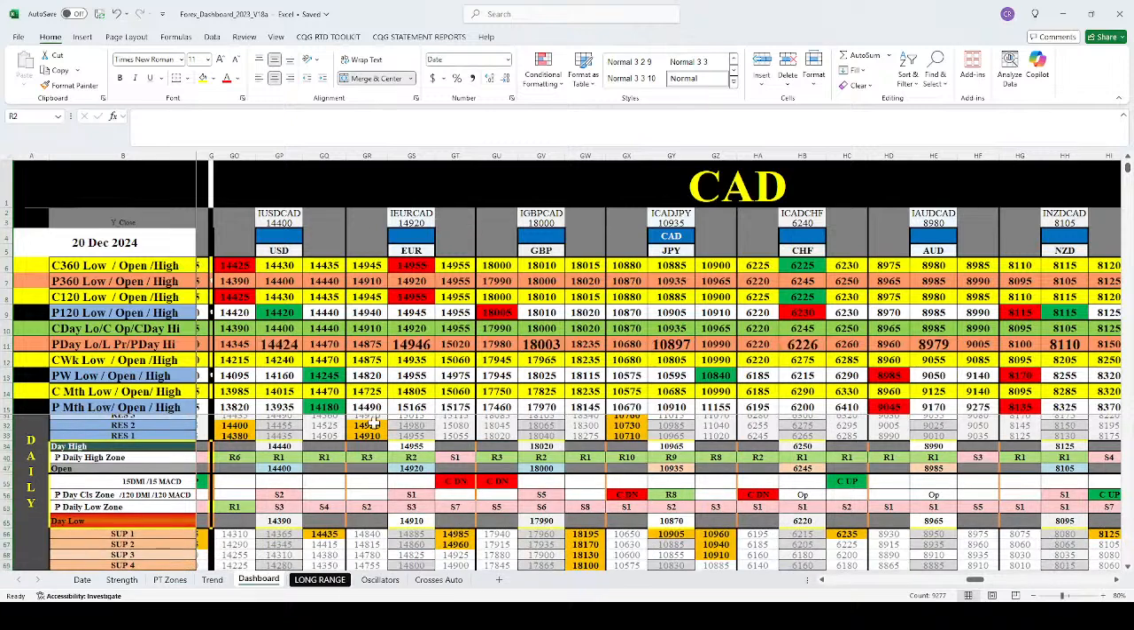EuroCAD is already showing weakness because the current high is lower than your previous high. The CAD has made a top against the euro, against the pound. CAD yen is a bit mixed, and CAD Swiss, that means if the CAD is weak, then it should go up. Let me see. I think there is a 50-50 chance that we may have seen the high.